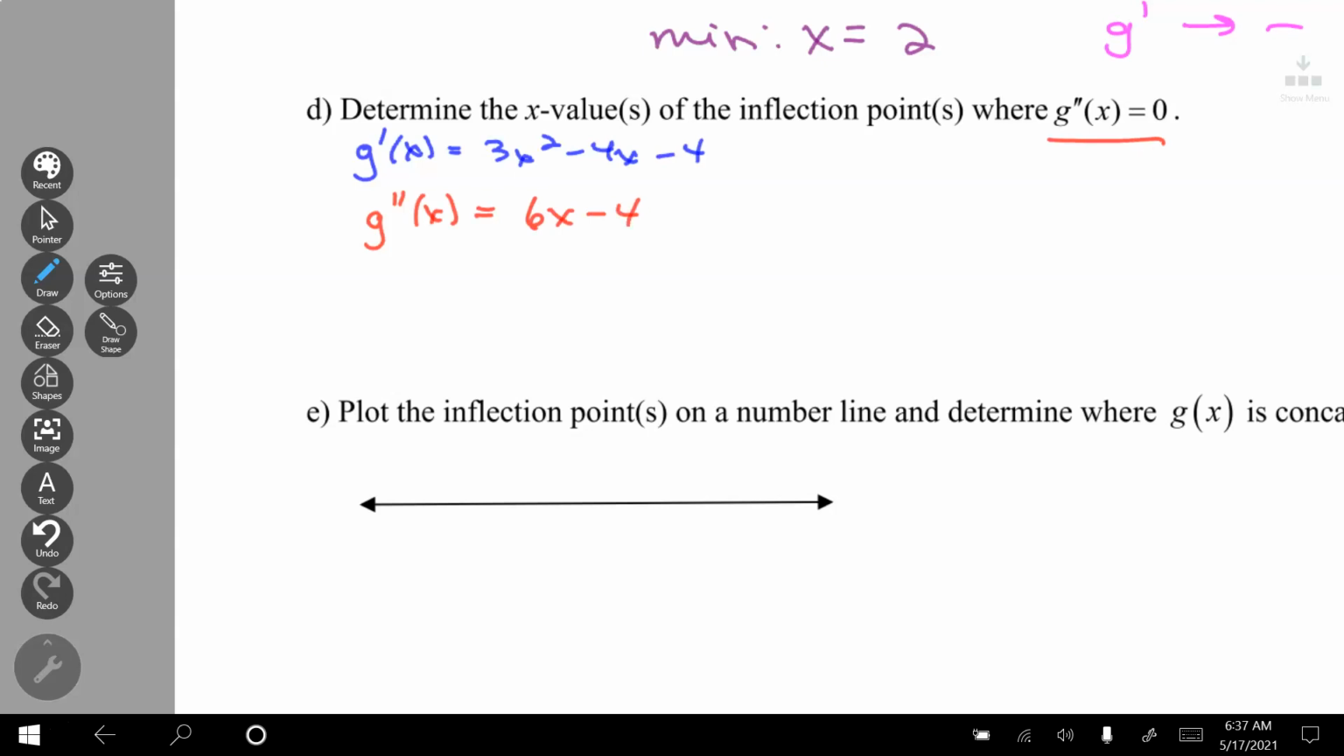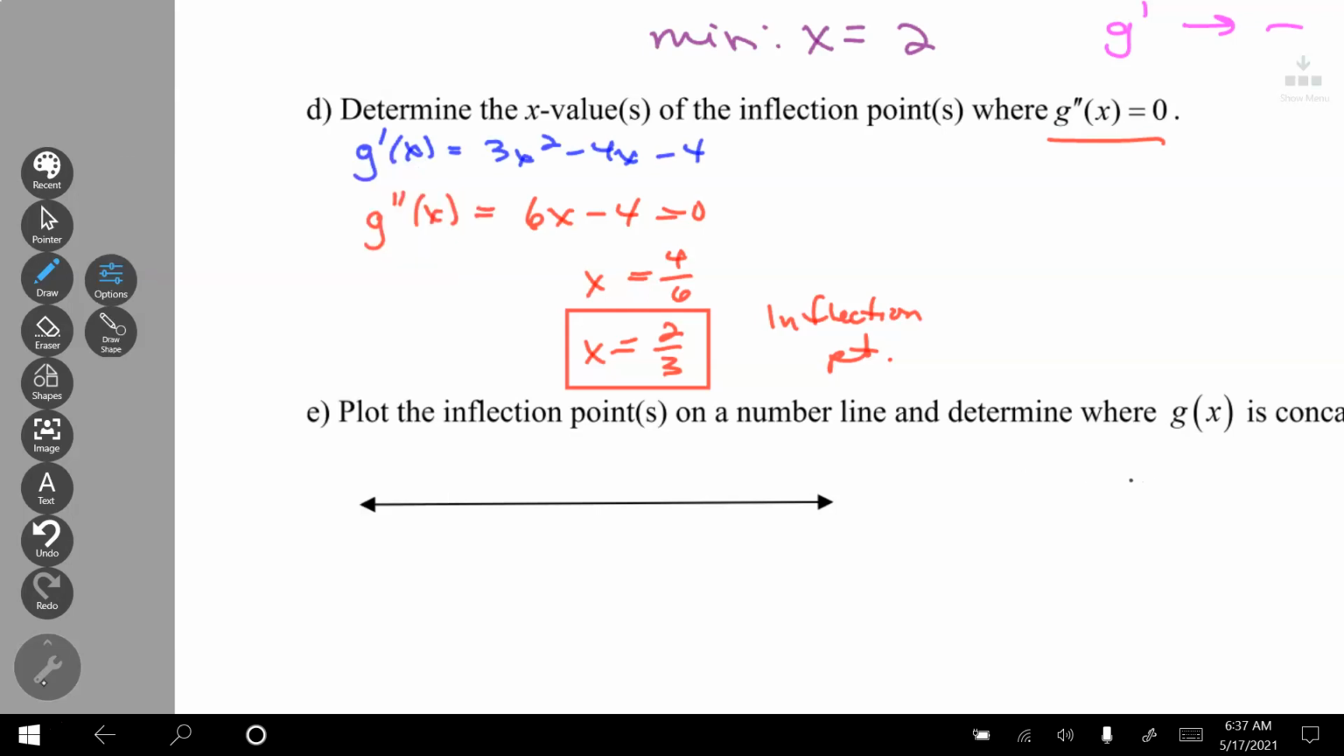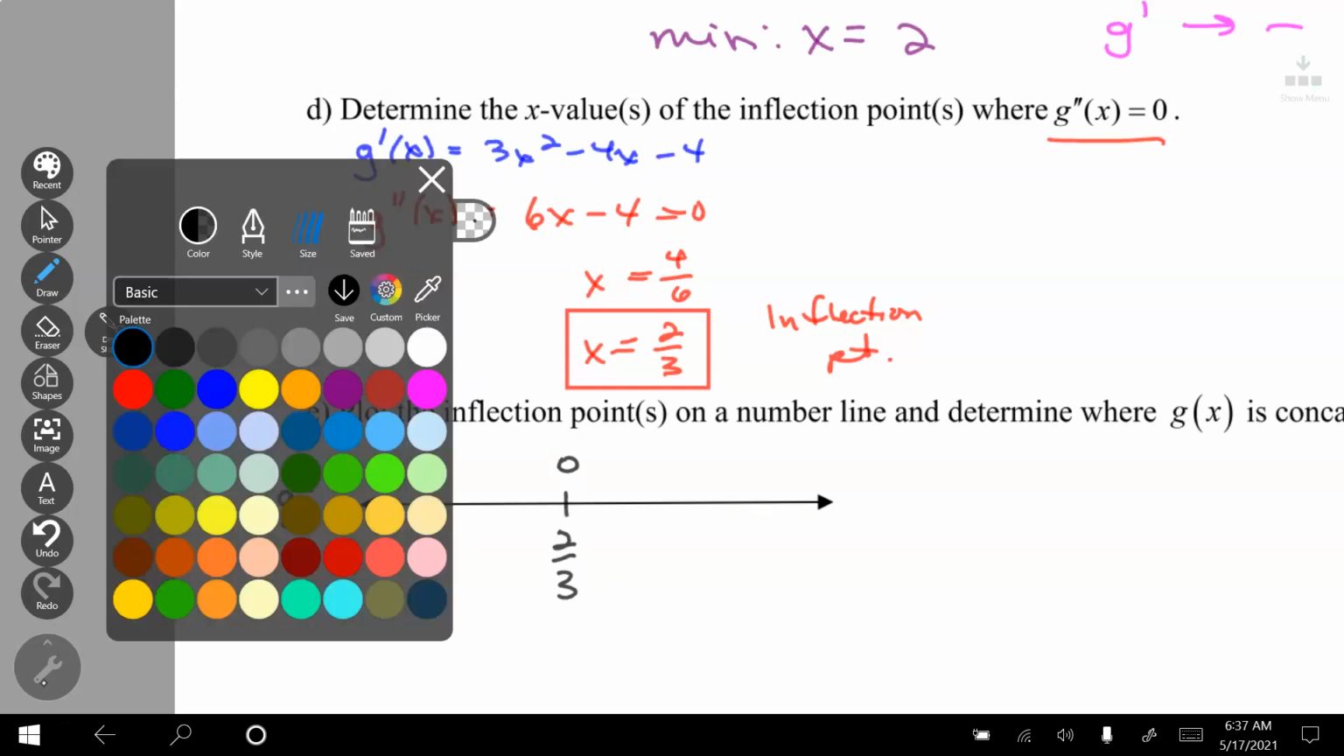I'm going to set it equal to 0, and I'm going to add 4, divided by 6, and I'm going to reduce my fraction. Always reduce fractions. And I get x equals 2/3 as the inflection point. So this is going to be key to me. I'm going to put this on the number line, and this is going to be a g double prime number line. That's right here, 2/3. And that's where my 0 is on g double prime.